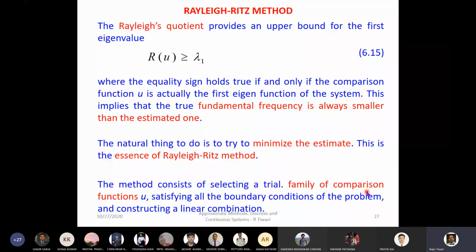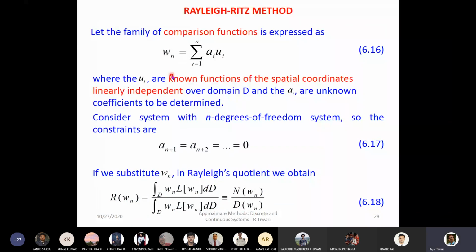Because we can have different functions which are independent of each other, but still satisfy the geometrical and the natural boundary conditions of the system. So we will find two comparison functions or three such comparison functions or four such comparison functions depending upon how many natural frequencies we want to find out. So this is the family of comparison functions. u i is the family of comparison functions.